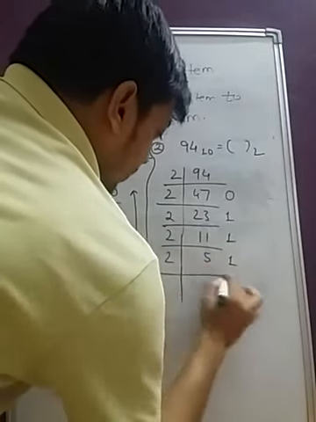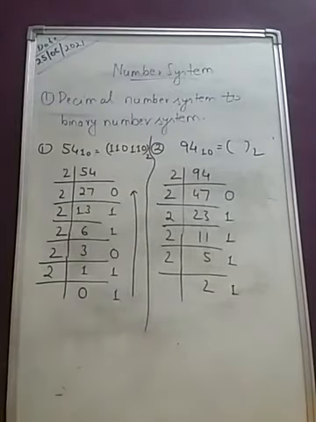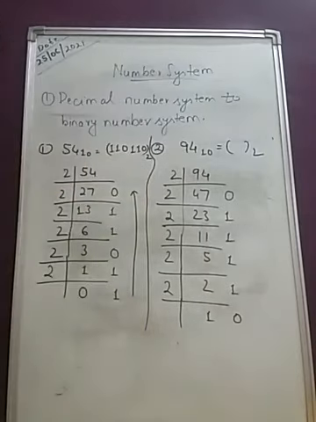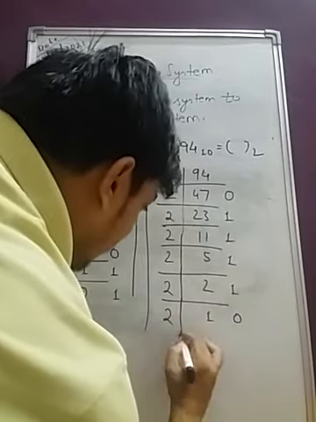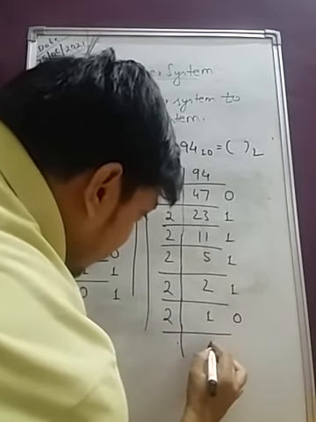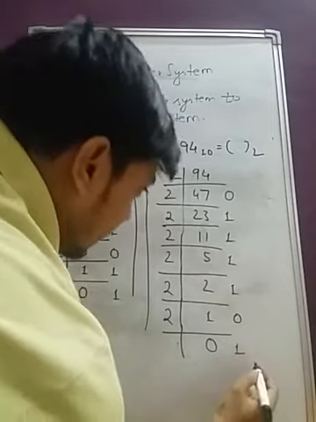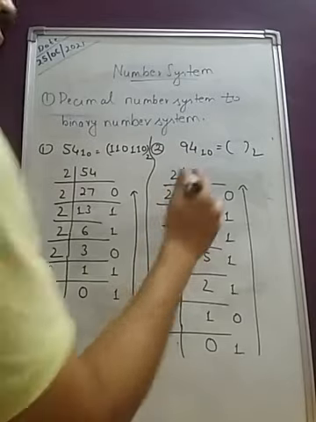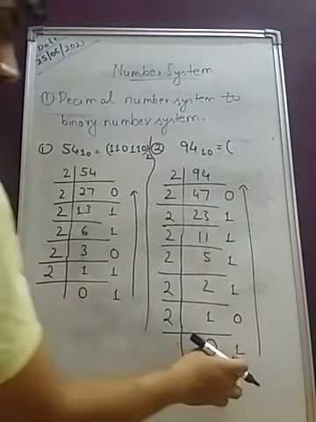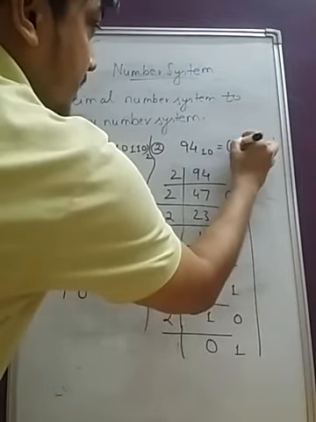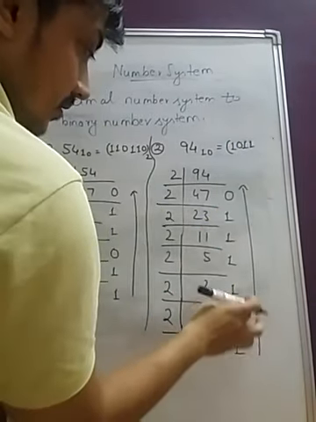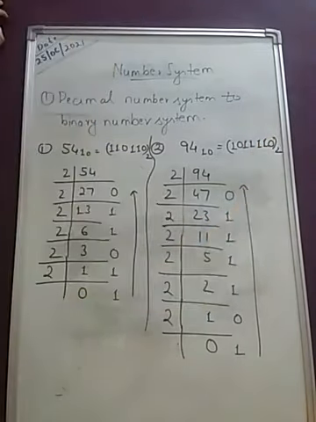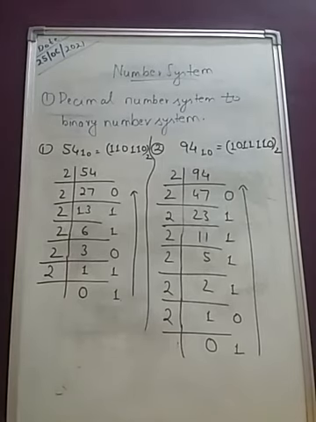In the next step, dividing by 2 again, 2 will be the quotient and 1 will be the remainder. Now, this time if you divide it again, 1 will be the quotient, 0 will be the remainder. And at last, you will divide 1 by 2, so it will give 0 as the quotient, 1 will be the remainder. So, from bottom to top, you will write down the answer. What will be the answer for this? The answer is 1011110. So, this is how you will be solving the questions.